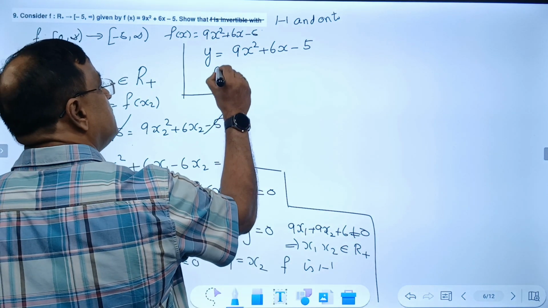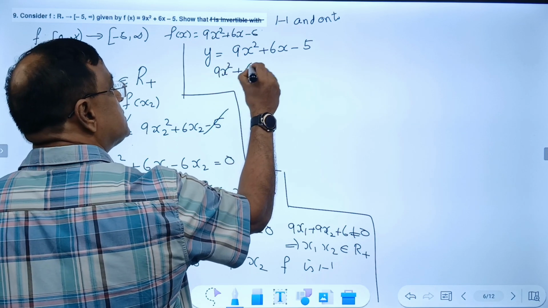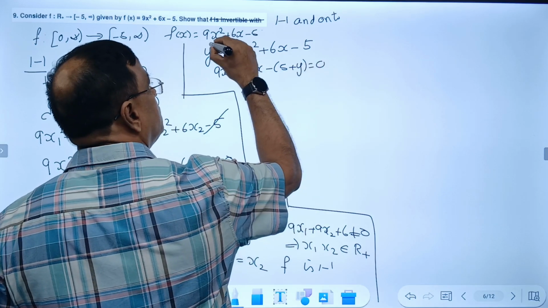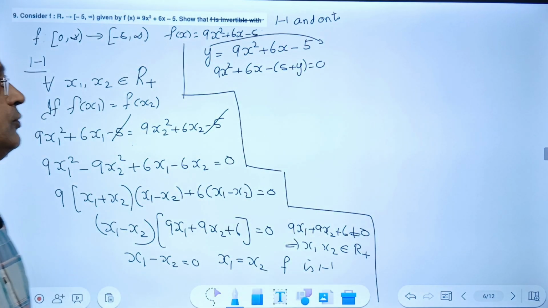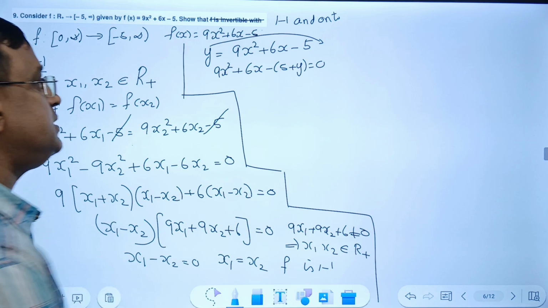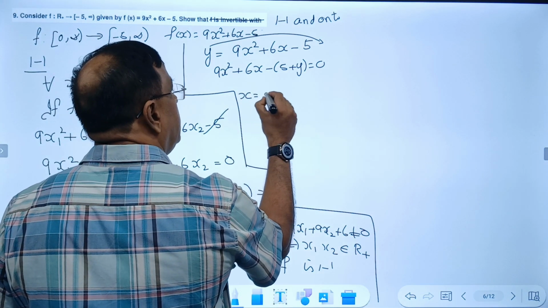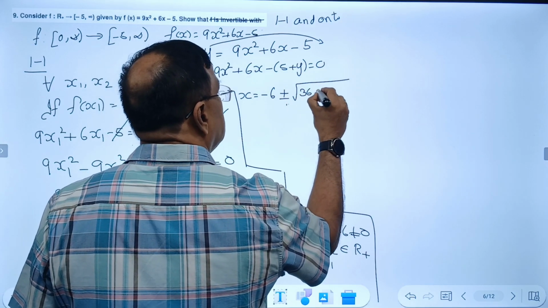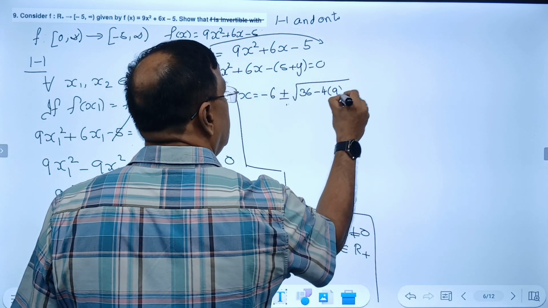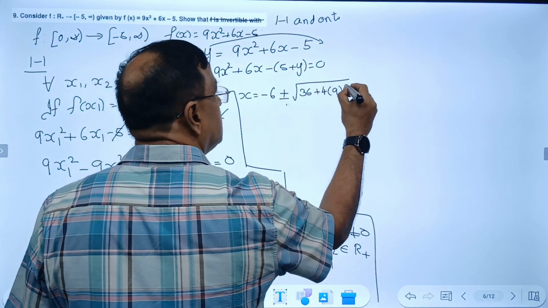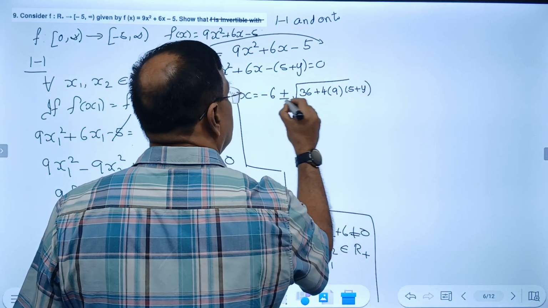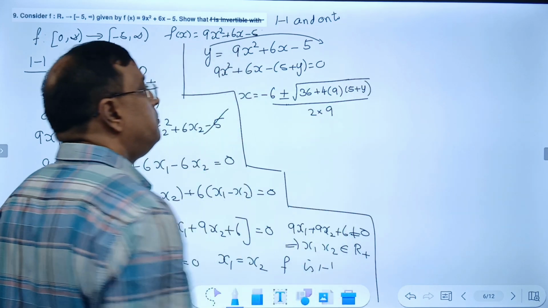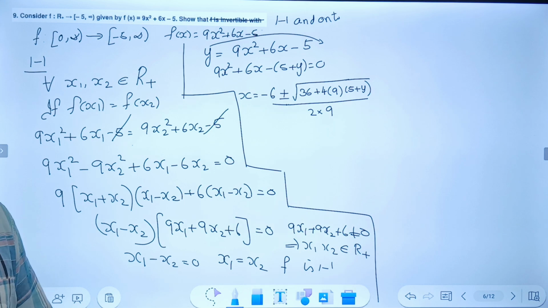So this is 9x square plus 6x minus 5 plus y equal to 0. I brought this y that side. Okay. So it's a quadratic equation, quadratic in x. So what is x equal to? Minus b plus or minus root of b square minus 4ac. Minus of minus is plus 5 plus y divided by 9. Divided by 2a, no? So it's 2a. Minus b plus or minus root of b square minus 4ac by 2a.